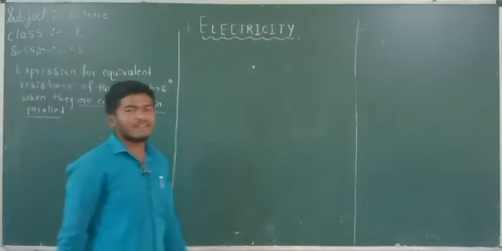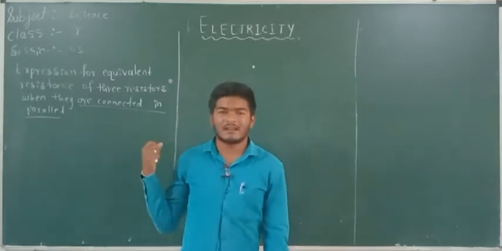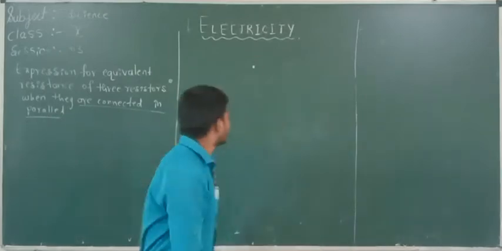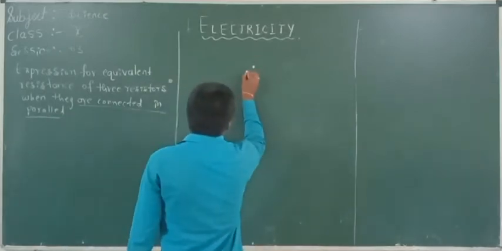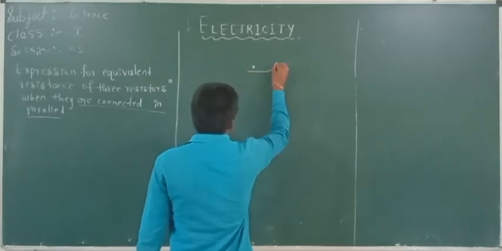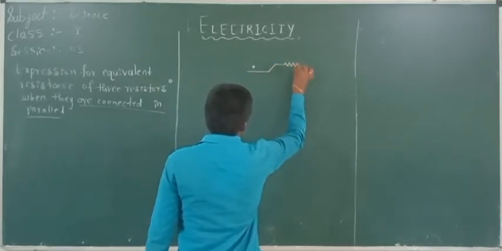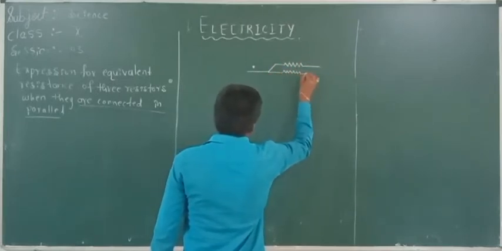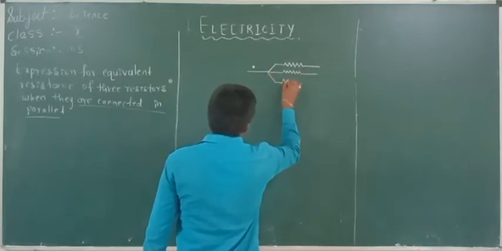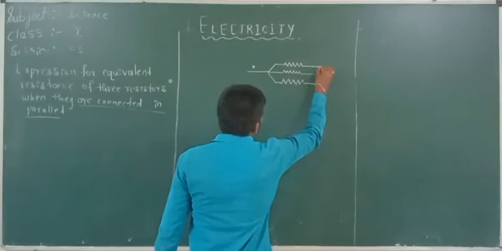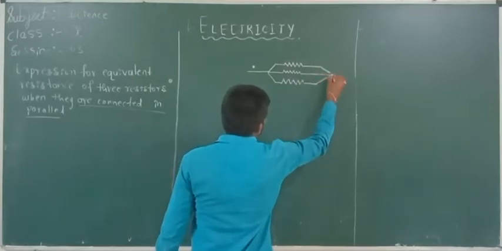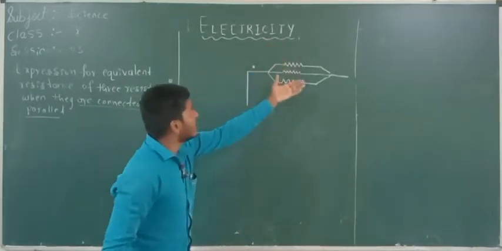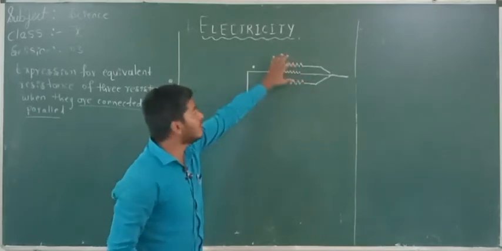See, what is the difference between series connection and the parallel connection? Series connection is nothing but end to end connection, but the parallel connection is, look at the circuit diagram. This is the circuit diagram, how we are going to represent the parallel circuits. See, these three resistors are parallel to one another. This is the parallel connection.